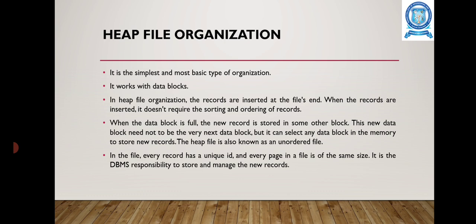When the data block is full, the new record is stored in some other block. This new data block need not be the very next data block, but it can select any data block in the memory to store new records. The heap file is also known as an unordered file. In the file, every record has a unique ID. That means every page in a file is of the same size. It is the DBMS's responsibility to store and manage the new records.